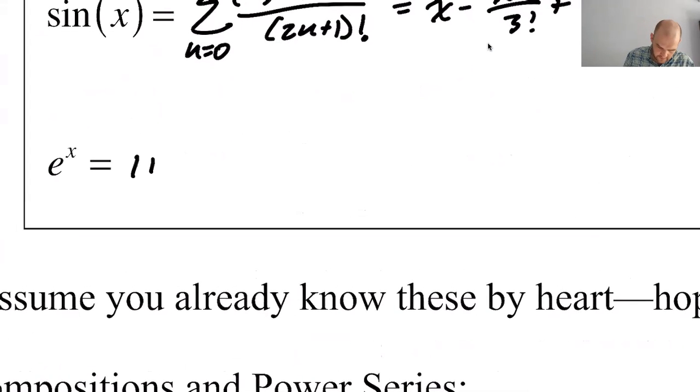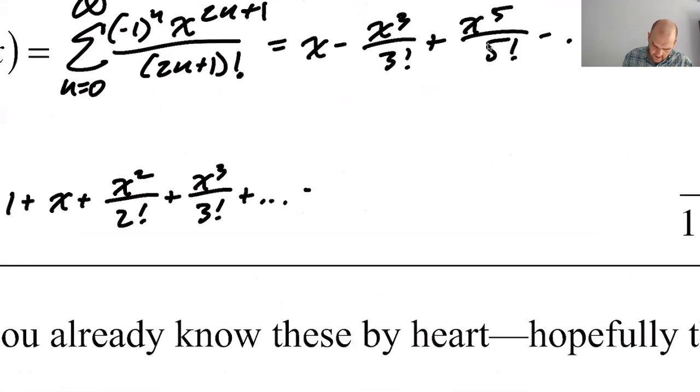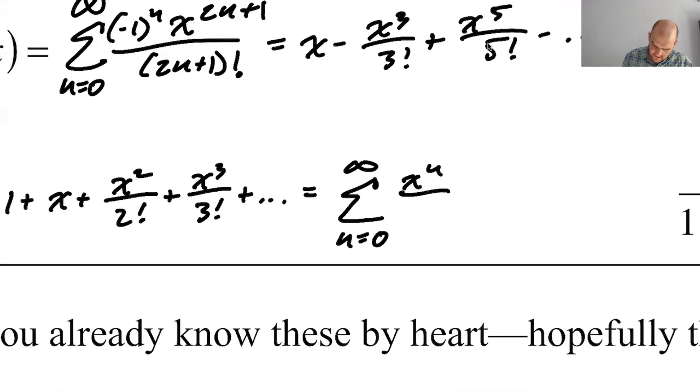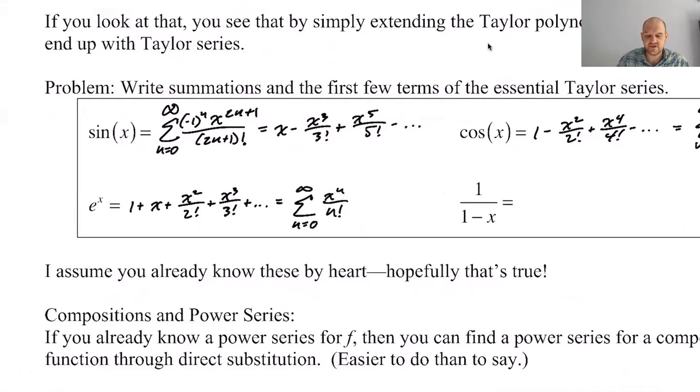e to the x is 1 plus x plus x squared over 2 factorial, and so on. This is going to be just the sum of x to the n over n factorial. Also good for all x. You can do the ratio test. You're going to get that rho is equal to 0, which is less than 1. Remember, rho is the limit as n approaches infinity of the absolute value of a sub n plus 1 over a sub n. So we get this valid for all x.